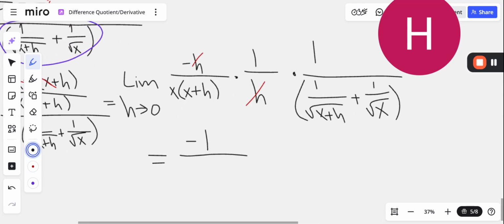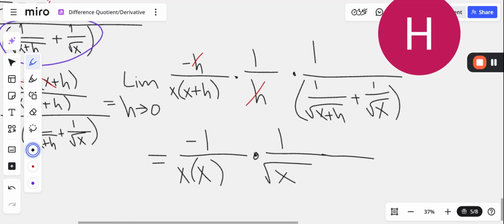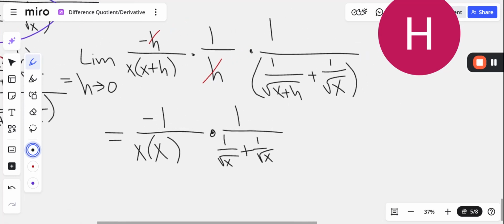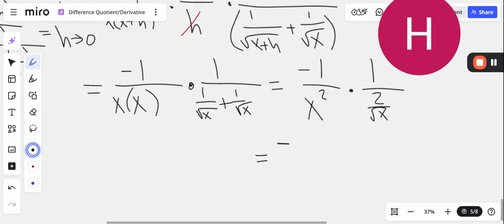I know it's a little sloppy right now. x times x plus 0 times, this is all just 1 now, so it just kind of goes away. 1 over square root of x plus 0, plus 1 over root x. This does simplify in some way. This is negative 1 over x squared times 1 over 2 over root x. Okay, that's looking a little messy, but we'll still put it together here.